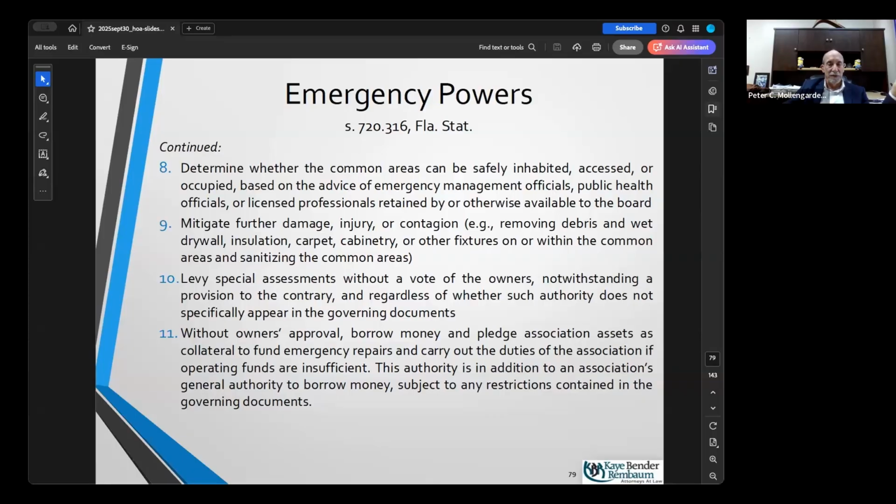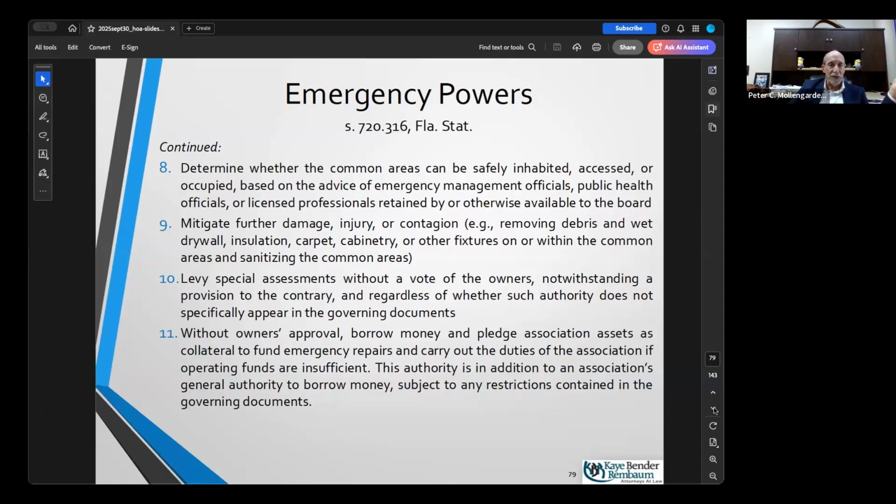Okay. More emergency powers. Determine whether the common areas can be safely inhabited, accessed, or occupied, again based on the advice of emergency management officials, public health officials, or licensed professionals retained or available to the board. You can mitigate damage, injury, or contagion by removing debris, wet drywall, insulation, carpet, cabinetry, or other fixtures within the common areas. Again, we're talking about clubhouses, things like that.